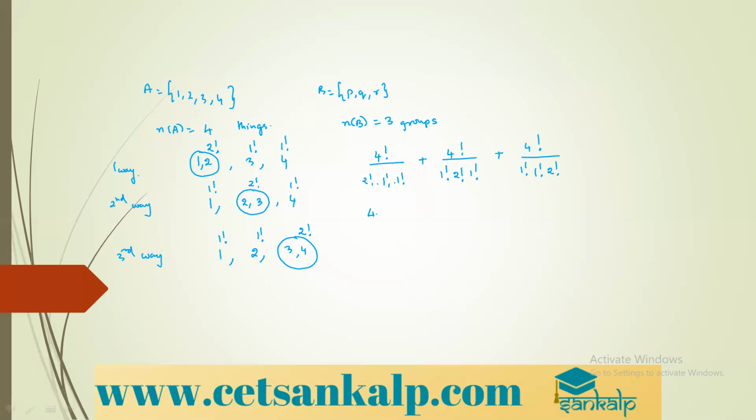So 4 factorial means 4 into 3 into 2, into 1 I need not write. 2 factorial is 2. So the same thing I have for all the 3. In all the 3 I can cancel 2. So I will have 12 plus 12 plus 12. That is 36 onto functions I can make.